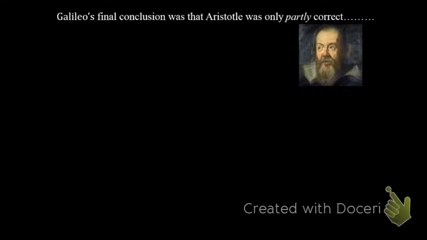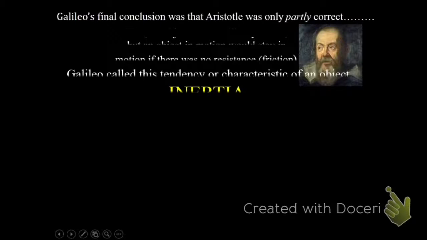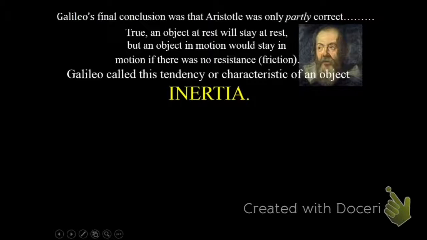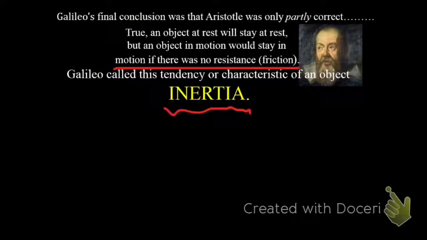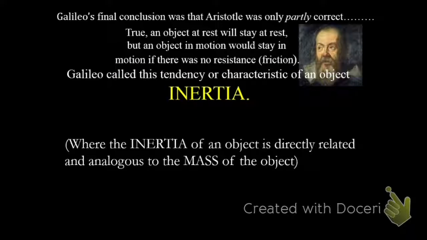again, if there's no friction. And so he concluded that Aristotle was partially correct, and that an object at rest does stay at rest, but that an object in motion would stay in motion if there was no resistance, again, no friction. He called this tendency of an object to keep doing what it's already doing inertia. Now, that might sound familiar, and you might actually know it from another scientist that we're going to be studying. And he related inertia to the mass of an object. More mass, more inertia, and that is true to this day.